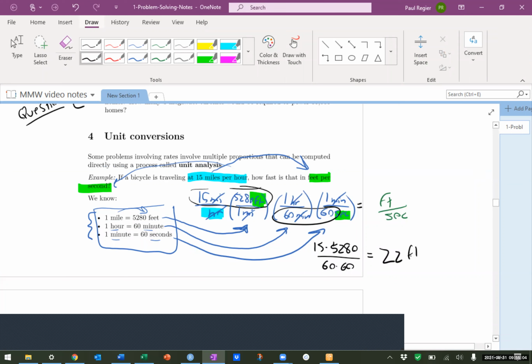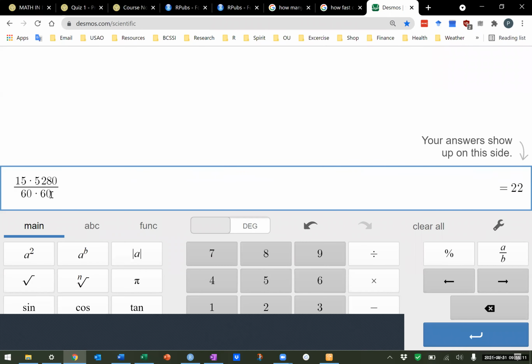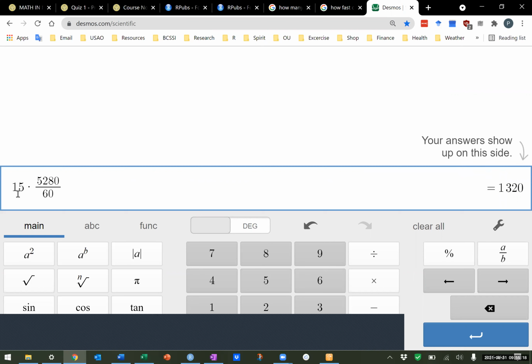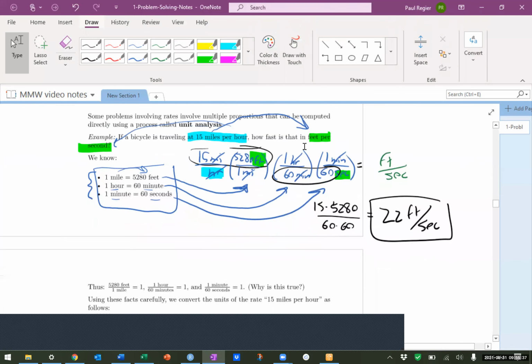So our answer is 22 feet per second. That's how fast you're going. And if you don't use a calculator that handles big fractions like this, if you just do something like 60 and then say times 60, you might get this answer, where instead of dividing by the second 60, you multiplied. And so I recommend using a calculator like this, where you can see exactly what you're typing and check it. So cool. That's a good example.